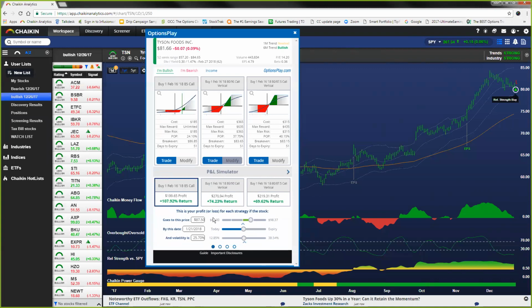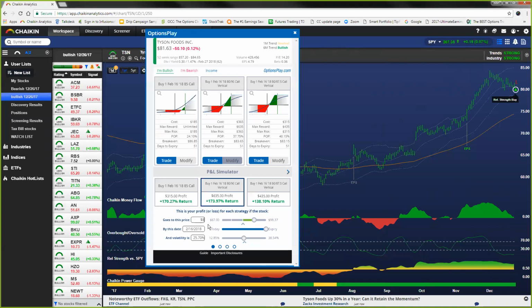Right? If it makes it all the way up to, now for these numbers, max reward, they're using at expiration. They're saying if it goes all the way to expiration, you would max out. All right. And you can see pretty good return, 138%. If it does get to 90, then the one in the middle is going to be worth more, 173% return. If it gets to 90.